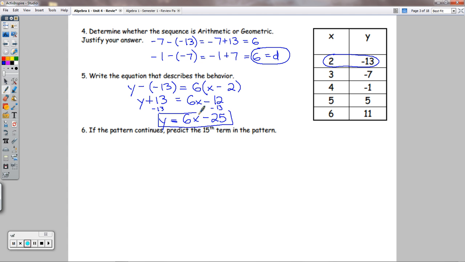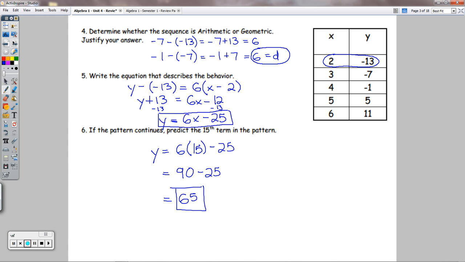And then if we're going to use that to predict the 15th term of the pattern, just plug in 15 for x and that'll give that to you. So y would equal 6 times 15 minus 25. That would be 90 minus 25, which would be 65 right there. So that would be the 15th term in that pattern if you kept going up.